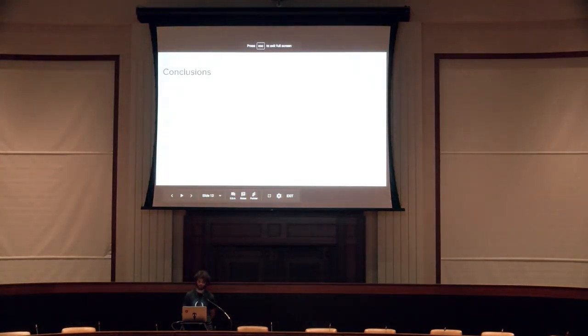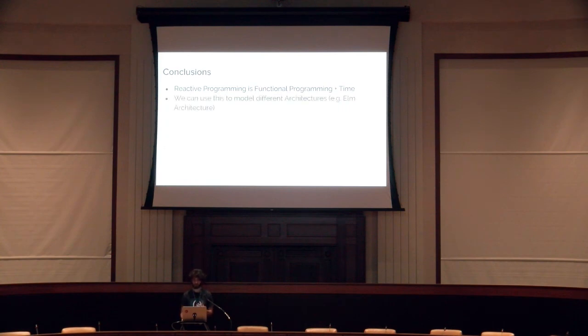So, conclusions. Reactive programming is just functional programming plus the aspect of time, right? Our streams are asynchronous in nature, and they basically represent values over time. Another thing is we can use this to model very different architectures. I've just shown you the Elm architecture, but there are also different architectures you can check out on the OutWatch project site. Another thing this allows us is to create applications using only pure functions and values. So there are no side effects really going on here. The effects are all at the edges of our program.